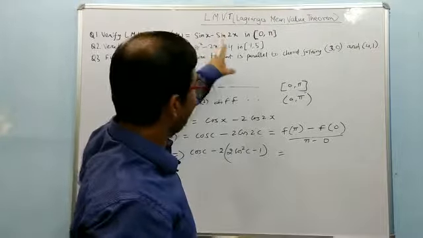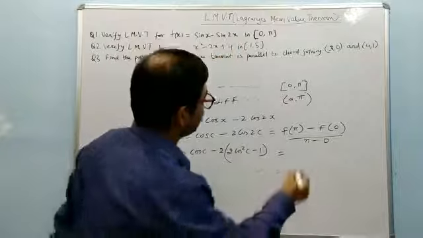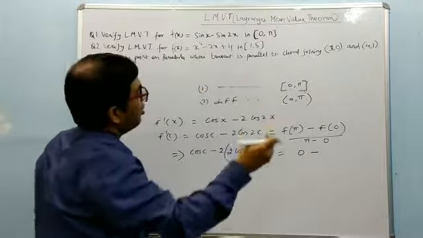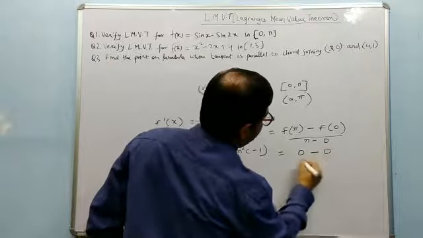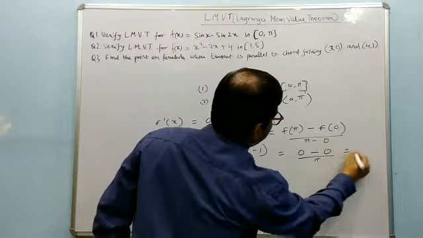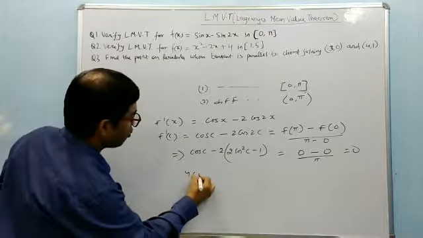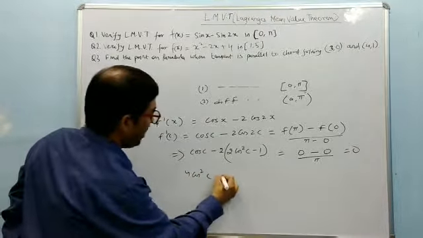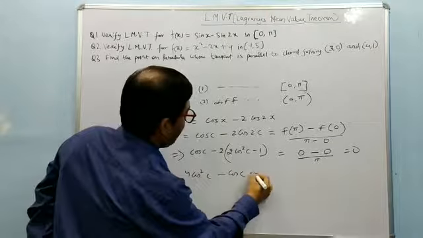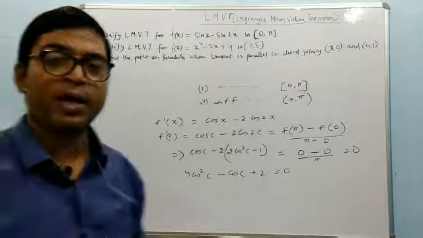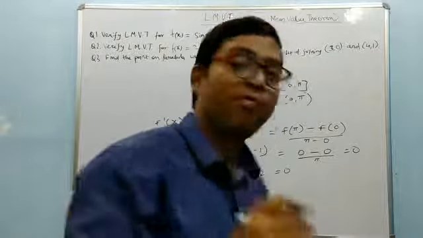Sin pi is 0, minus sin 2 pi is also 0. So 0 minus sin 0, which is 0, by pi. So it is 0. So we are getting 4 cos square c minus cos c plus 2 is equal to 0. It is going to be a quadratic equation in terms of cos c.